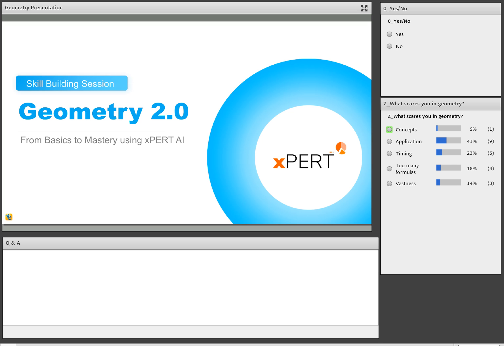All right, so I see the majority of you are talking about application, that is the application of the concepts, not so much the concepts. Then the timing aspect of the test is also a concern. And I'm really happy to see that there are more people who are concerned about the application than about the timing. And that's actually good, because as you master the application, timing is going to fall in place by itself. I always maintain timing is a consequence. So I'm glad that a lot of you already have that understanding. Too many formulas, vastness. All right.